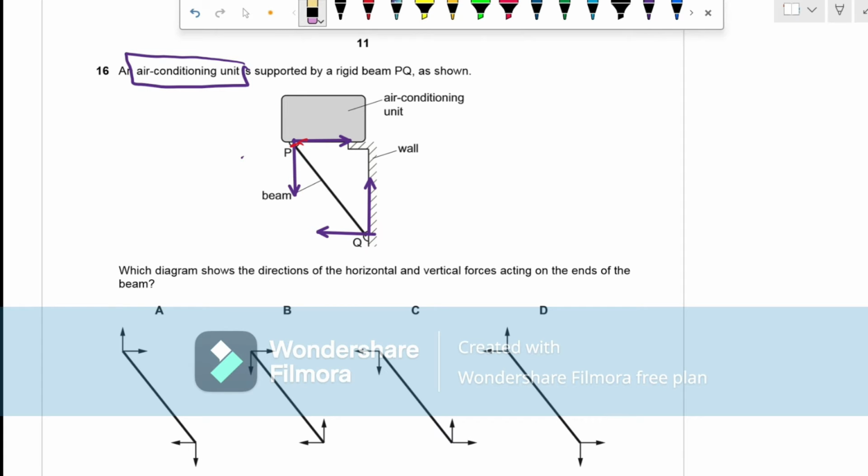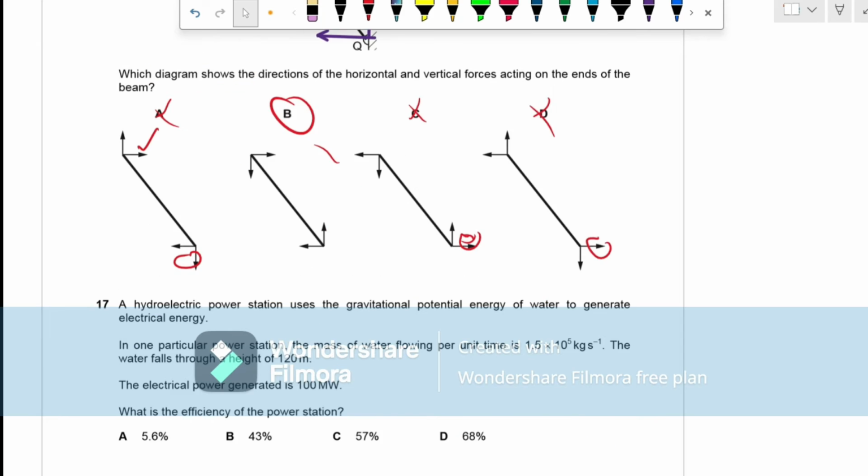Hope it makes sense. So we're going to look at which answer best suits the scenarios, but definitely going to be B. Very important. And if you look at this, it doesn't make sense. How is this correct? How is this acting down? That doesn't make sense. Even here, why is this force in? That doesn't make sense. At the same time, why is this also in? That doesn't make sense.